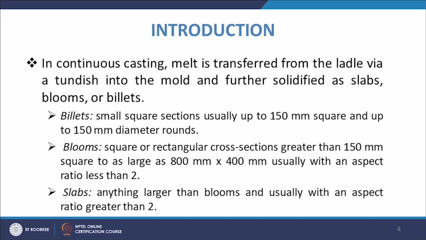Slabs are basically larger than blooms, and they normally have an aspect ratio which is more than 2. So, they will have dimensions with a higher aspect ratio than even the blooms. This way, these are normally the end products of a continuous casting system.